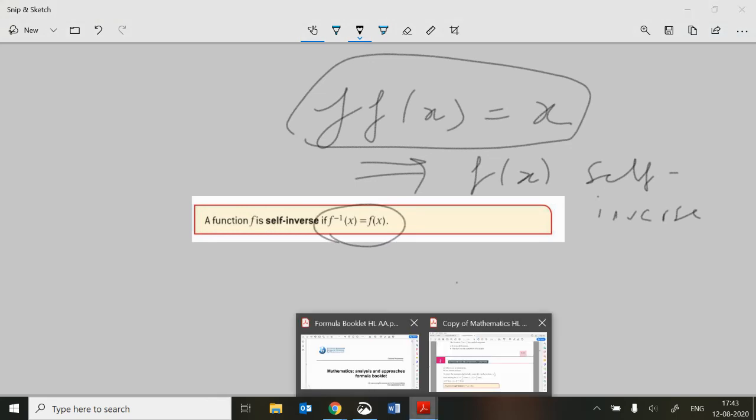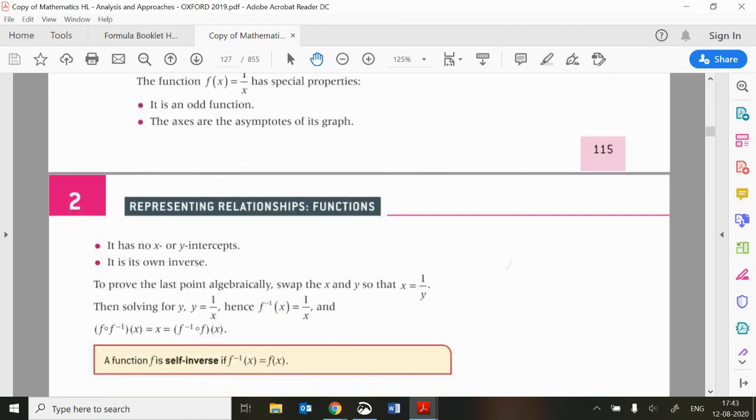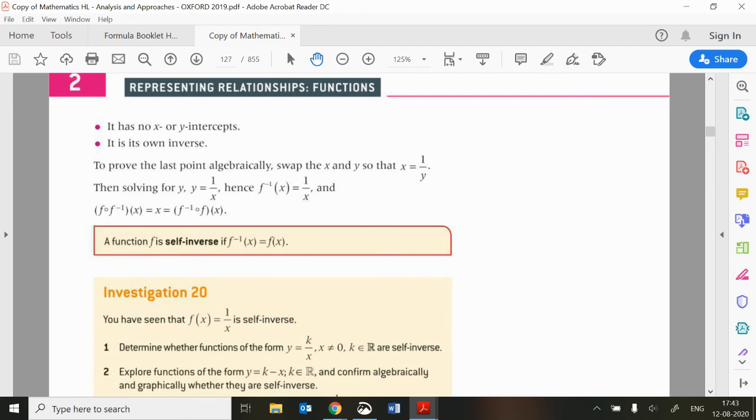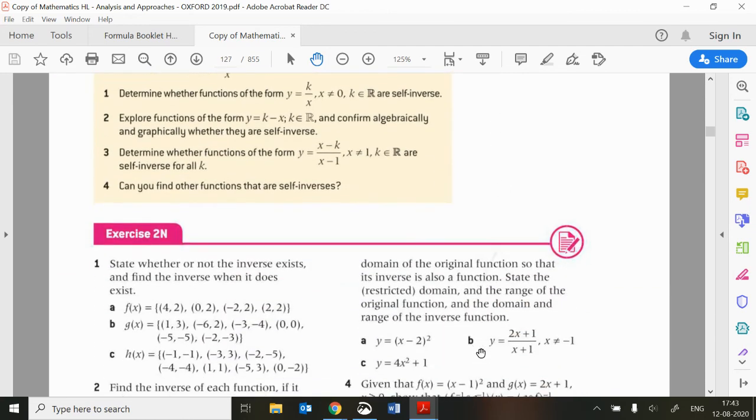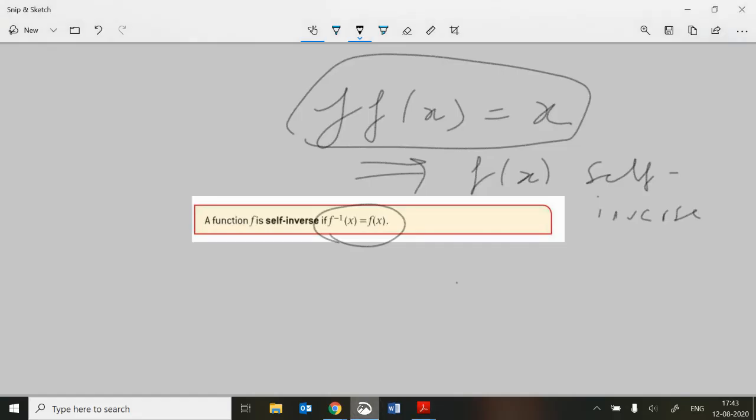So let's look at a question on this one. By the way, they talk about 1 over x. I've talked about 5 over x, but there we go. Oh, that's it. There's not a question for that. What I'll do is I'll just take this investigation here.